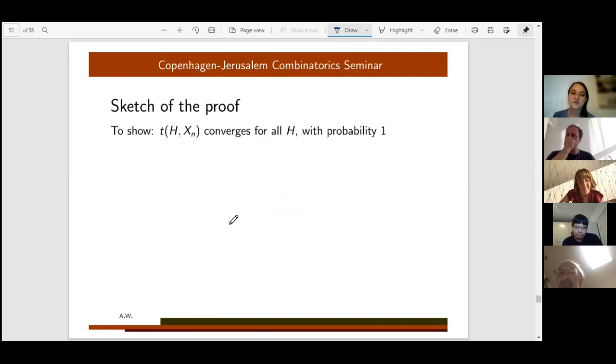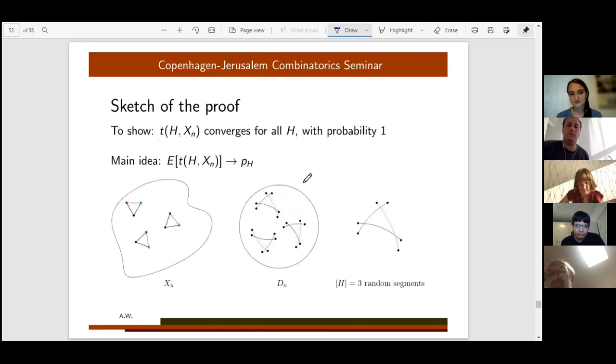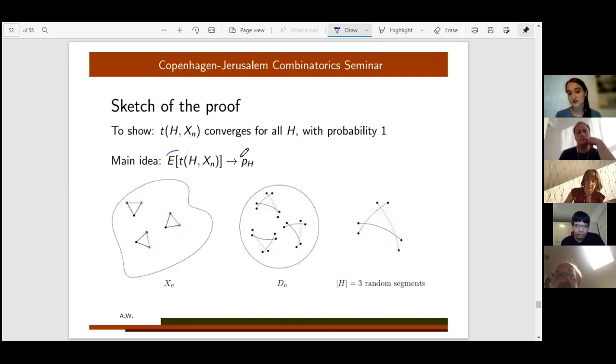And how can we prove such a result? By the theory of Lovász, what we need to show is that these densities converge for all graphs H. The main idea is to show that the expectation converges to some value pH, then show that the variance is small, and then use the Borel-Cantelli lemma. Then we know that not only the expectation converges, but the value itself. So it's a very standard proof to do.